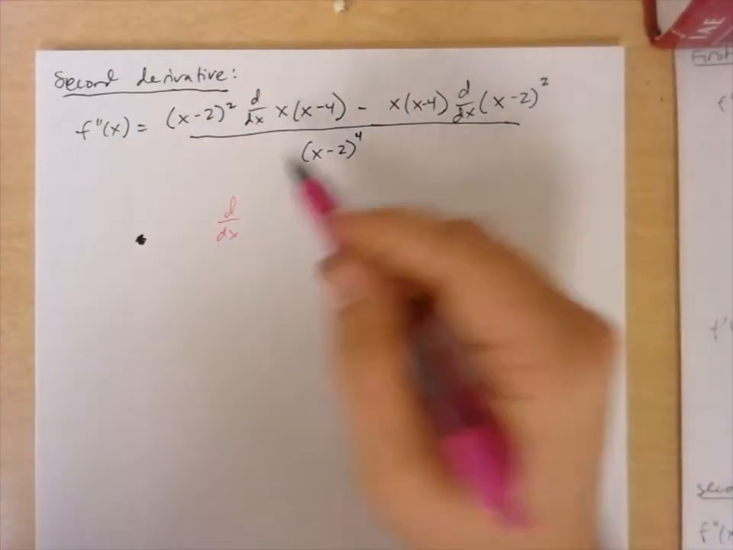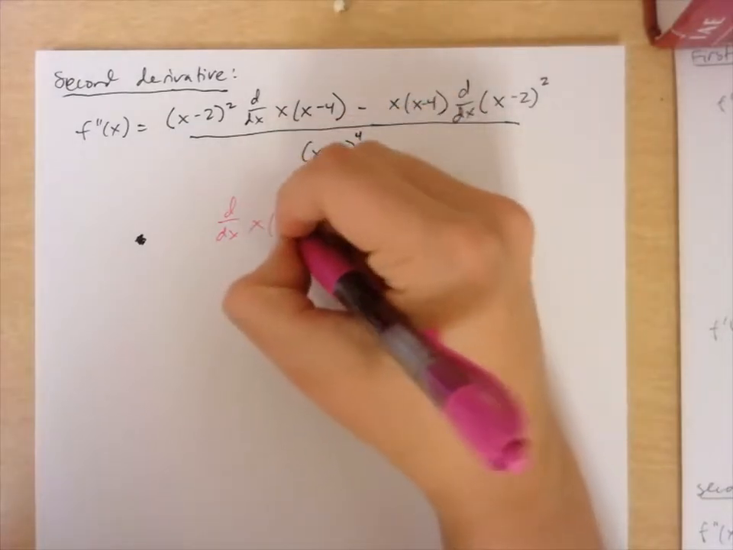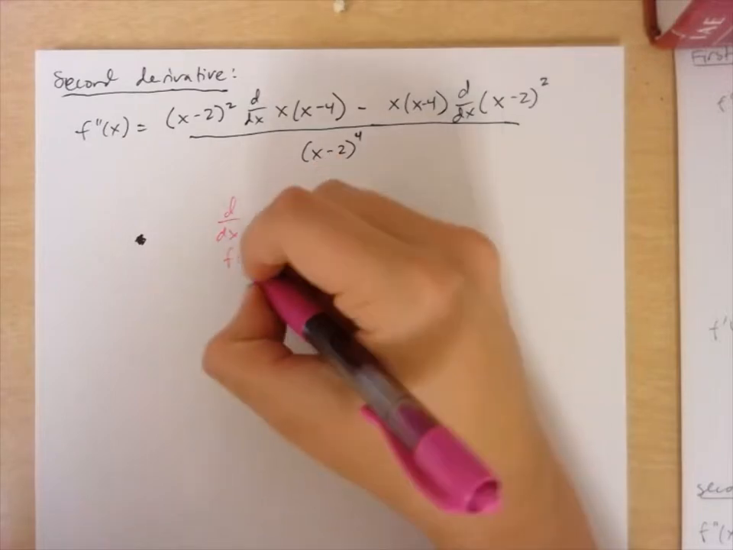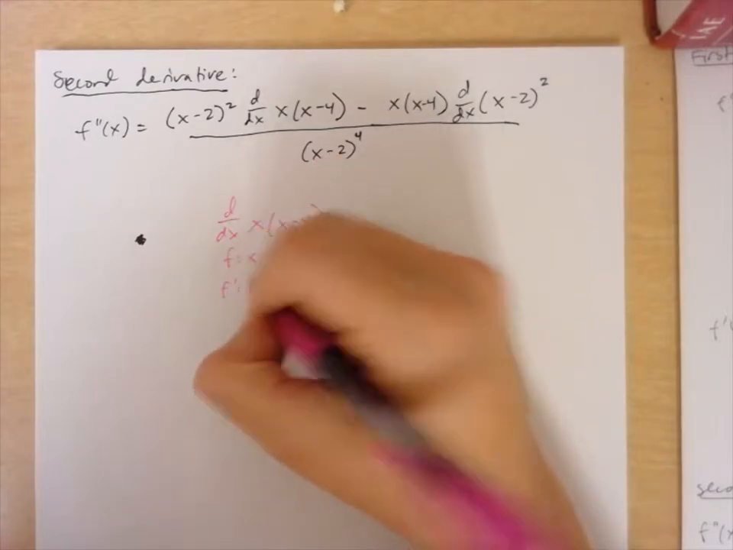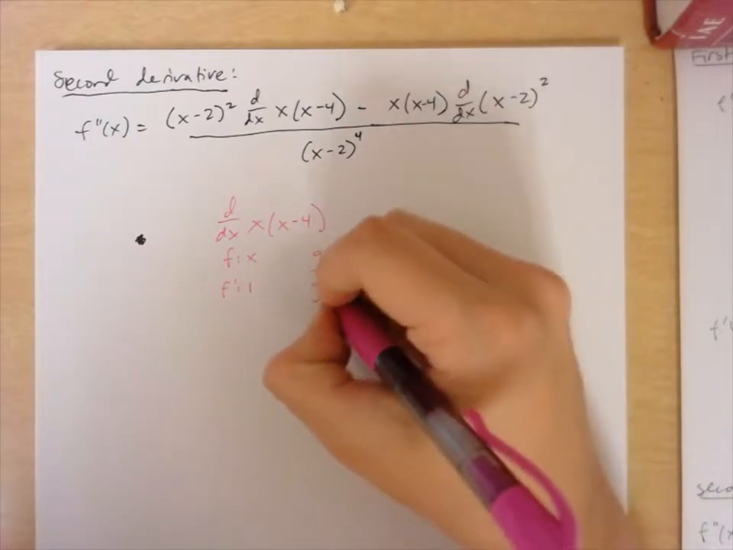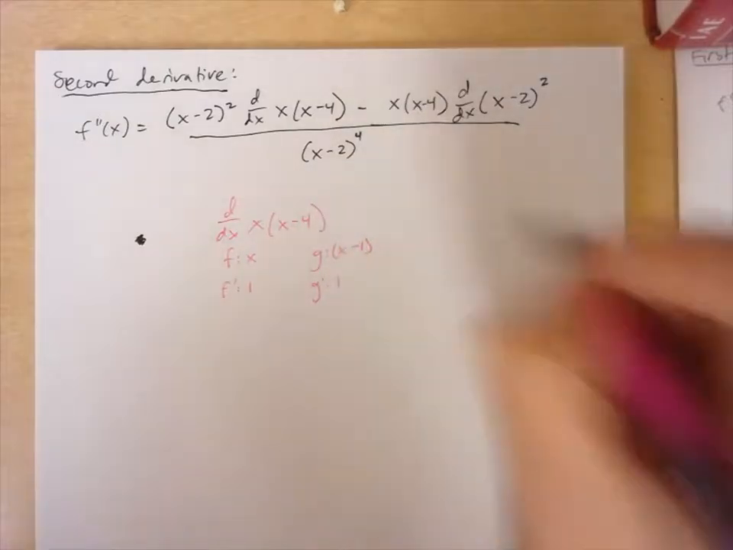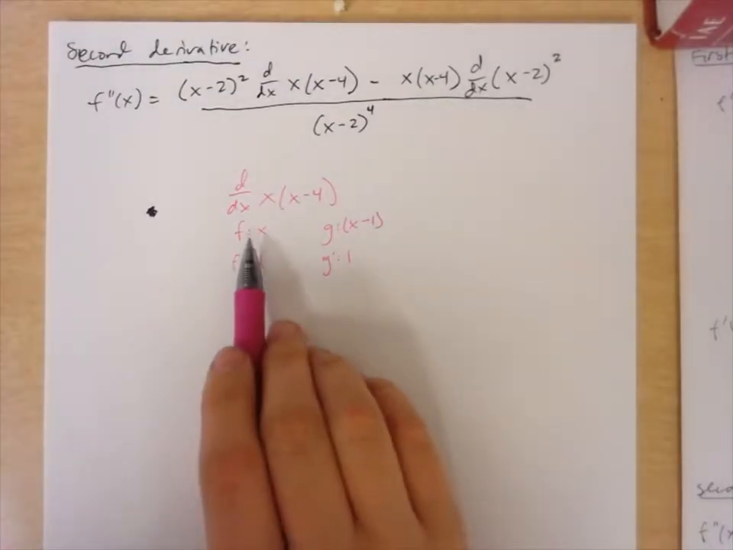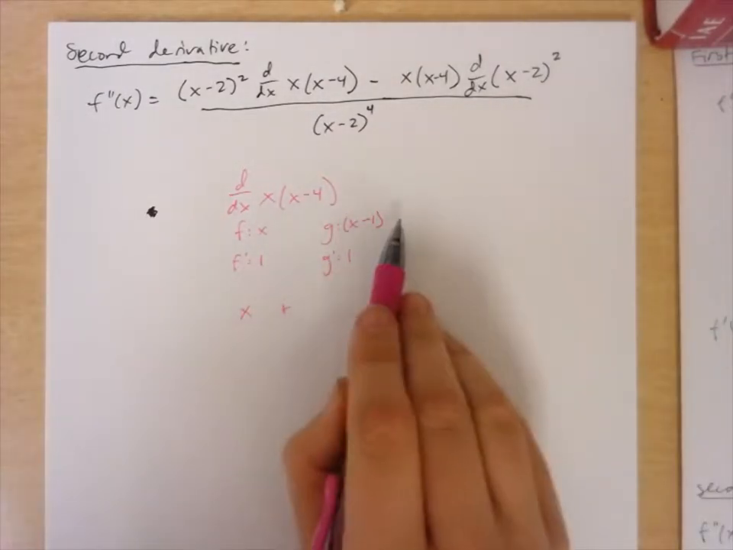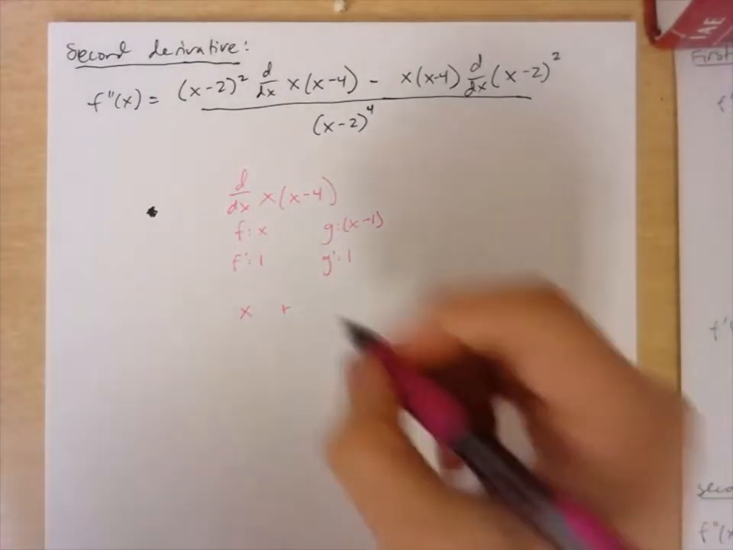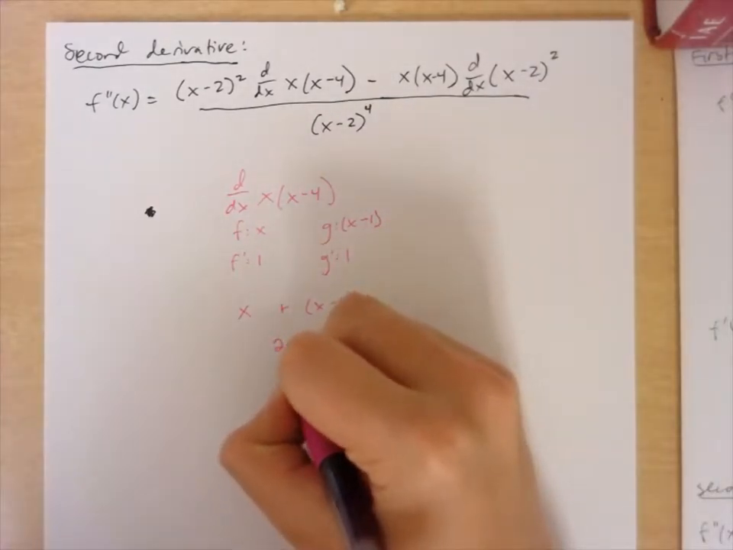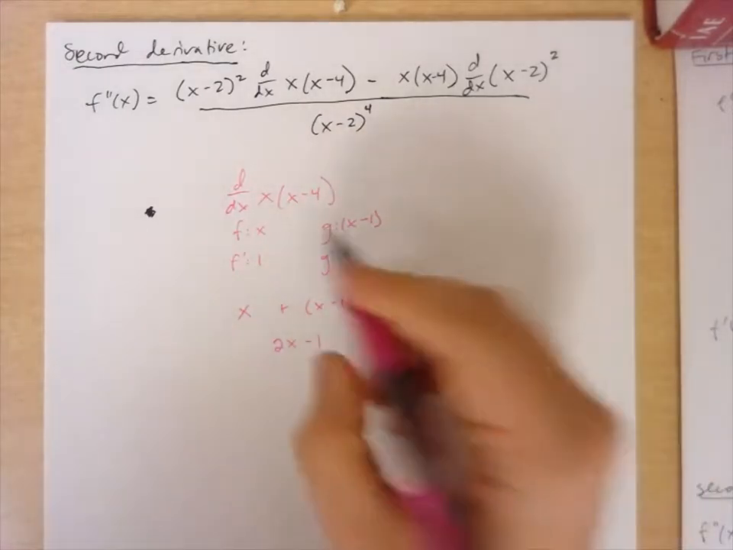Okay. d/dx of x times (x minus 4). Well, we're going to use the product rule here. So our f is x, our f prime then is 1. Our g is x minus 4, and our g prime is 1. Great. So first I'm going to do f times g prime, so I'm going to get x, plus f prime times g, and that just means 1 times (x minus 4), or x minus 4. I combine my like terms and I get 2x minus 4 as my derivative there.